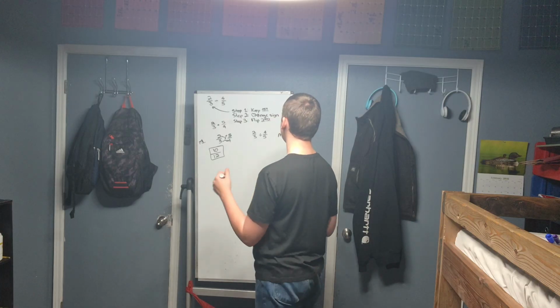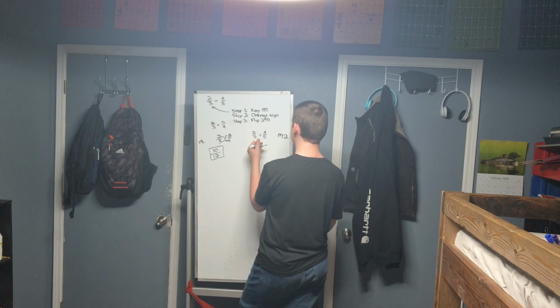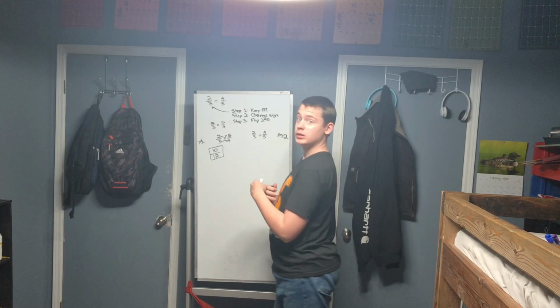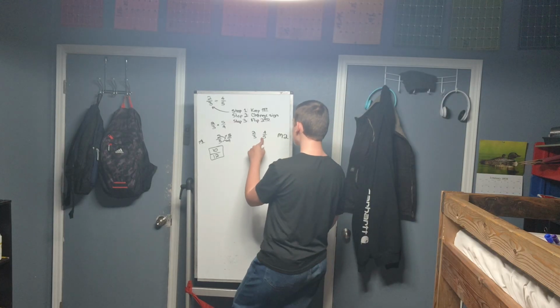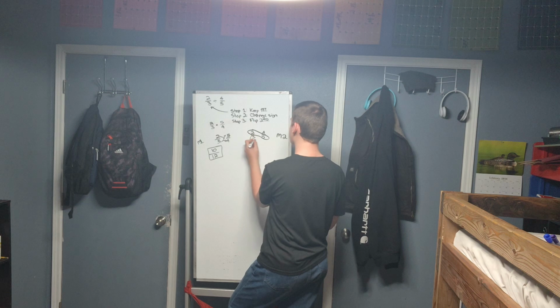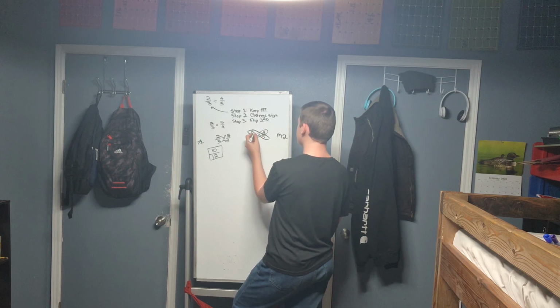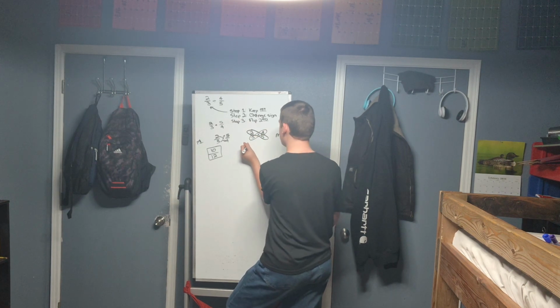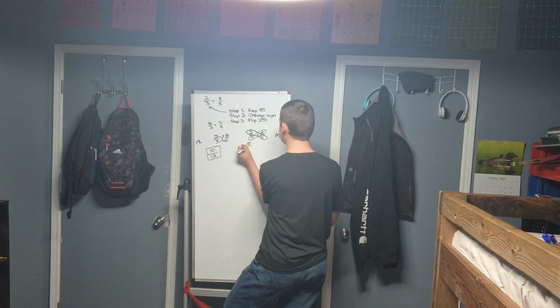So 2/3 divided by 4/5. We're going to use cross multiplication. So 2, 5, 3, 4. 2 times 5 is 10. 3 times 4 is 12.